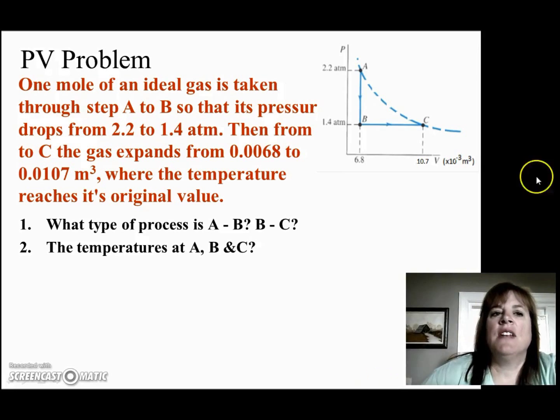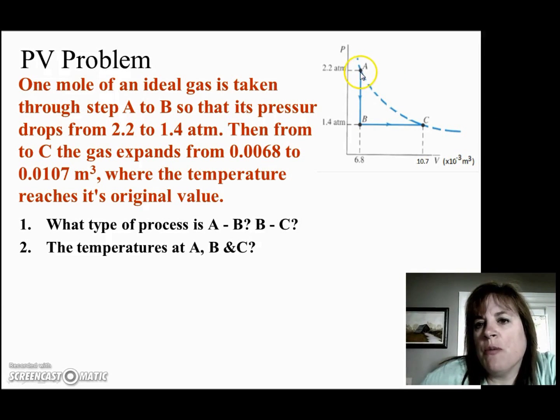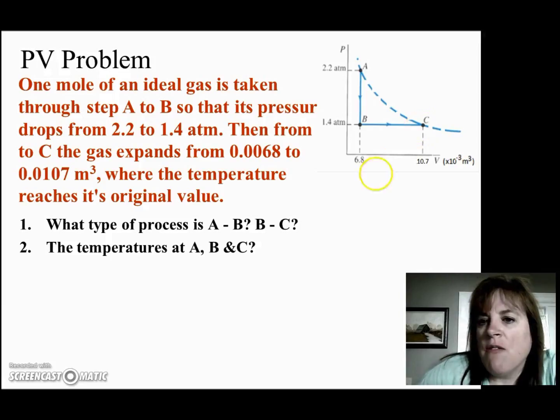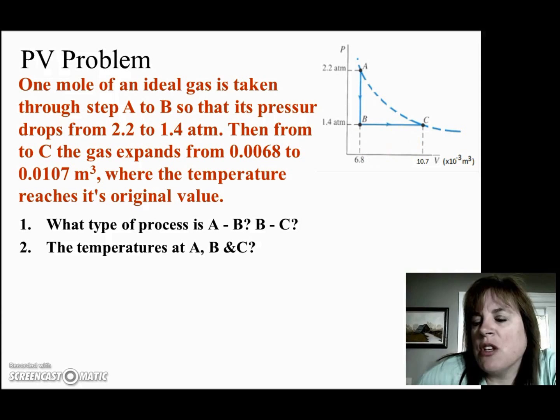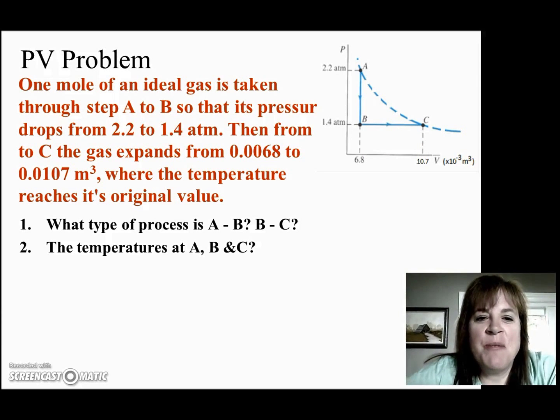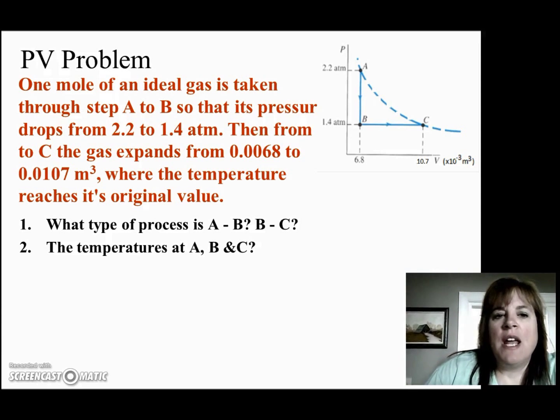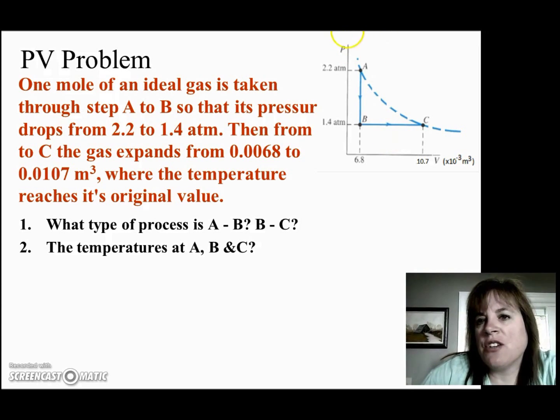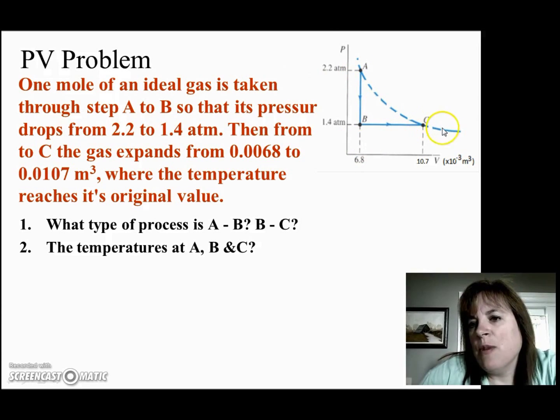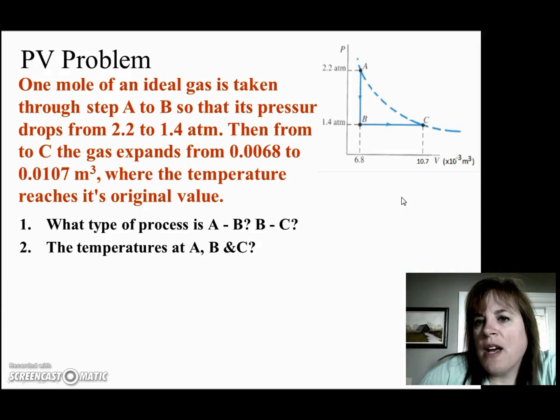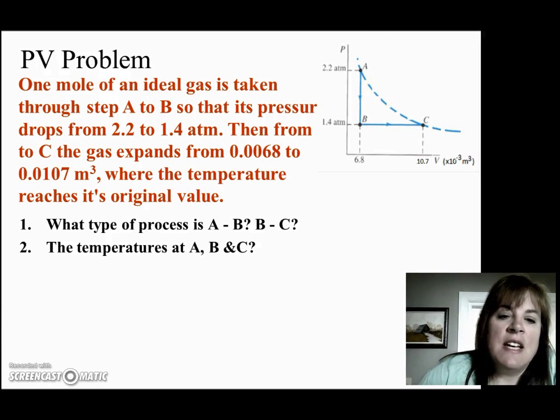All right, last problem. So I have an ideal gas here, 1 mole of it, that is taken through this process. So process A to B, I decrease the pressure of the gas from 2.2 atmospheres to 1.4 atmospheres while keeping constant volume. And then I increase the volume, so it goes through this expansion where the volume goes from 6.8 times 10 to the negative third meters cubed to 10.7 times 10 to the negative third meters cubed. And when I get to state C, it says that the temperature actually reaches its original value. So this dotted line here must be an isotherm. So my first question for you is, what types of processes are A to B and B to C? My second question is, calculate the temperatures at points A, B, and C. So pause the video and see if you get it right.